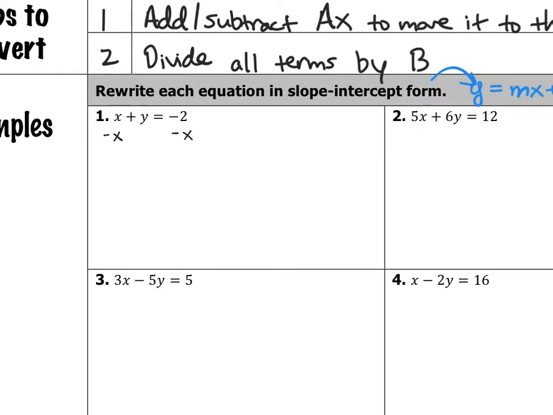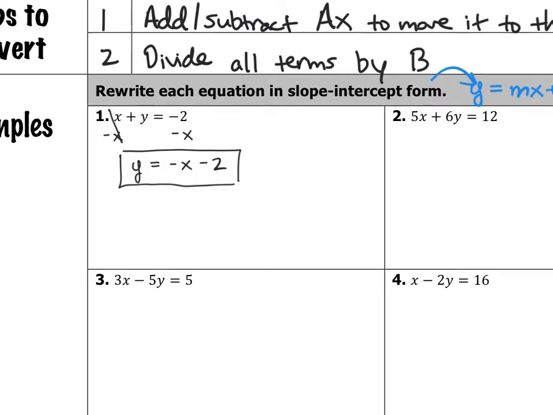When I do that on the left side, I just am left with my y term. So I have y equals, and on the right side now, we're going to put this in mx plus b form. So put the x term first. This is -x minus 2. Step two says to divide all terms by b. Well, in this case, b is +1, so I don't need to do step two. Y is already by itself, so this is my answer. Y equals -x minus 2.